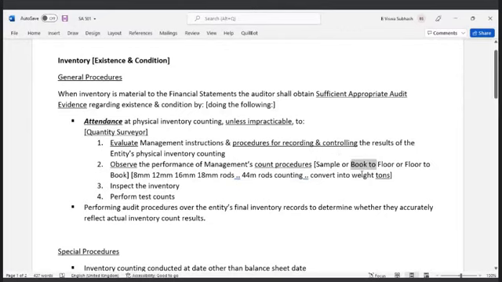What is book to floor? What is floor to book? Book to floor means you take a report from the system and say this is the inventory that I am supposed to have.